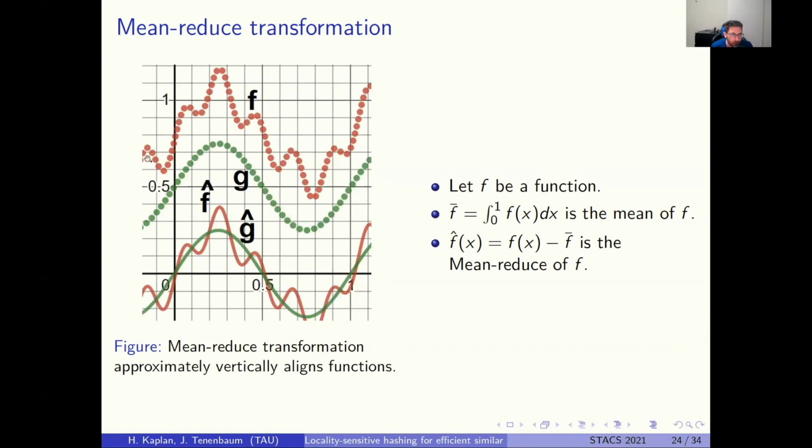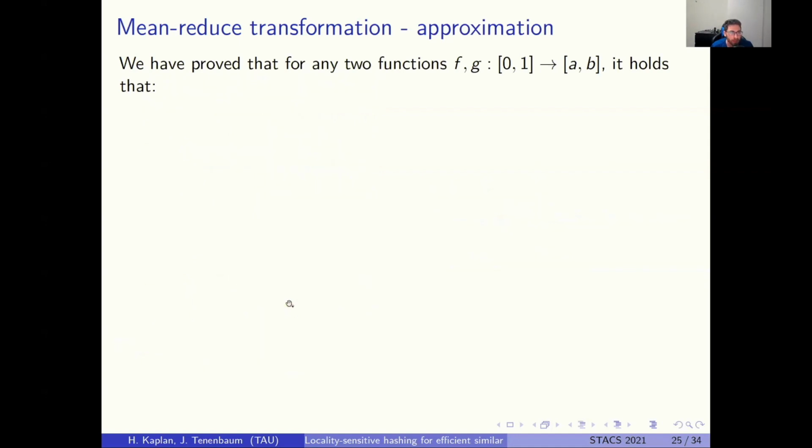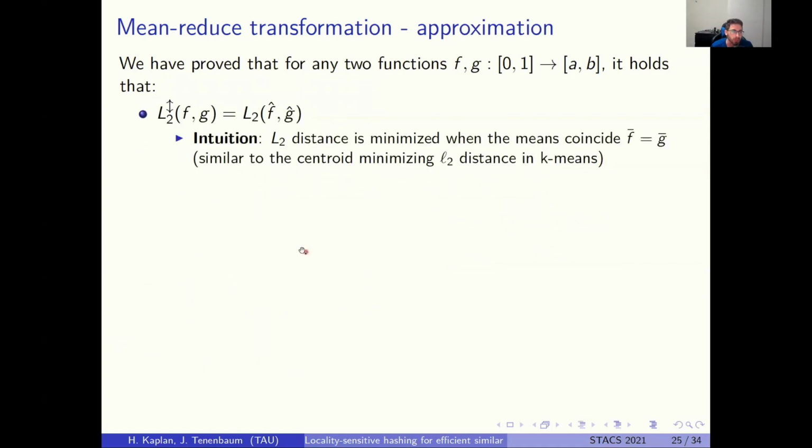We observe that the mean reduced transformation tends to vertically align functions. With the function f above and the function g below, these functions are not aligned. However, if we consider the mean reduce of both, we can see that they are almost optimally vertically aligned. This is not by chance, and we have proved that for any two functions f and g, the mean reduced transformation optimally vertically aligns the functions f and g. That is, the vertical shift invariant L2 distance between f and g is the regular L2 distance between the mean reduces of the functions.